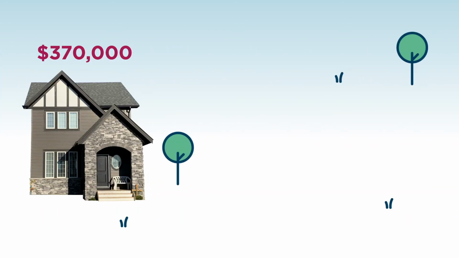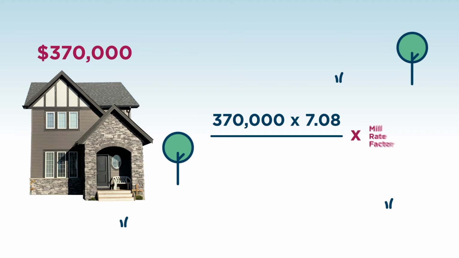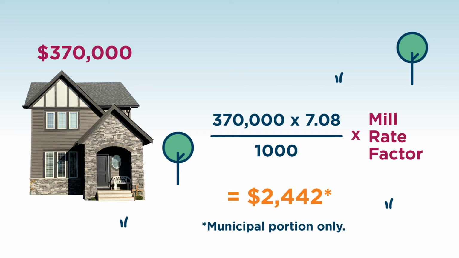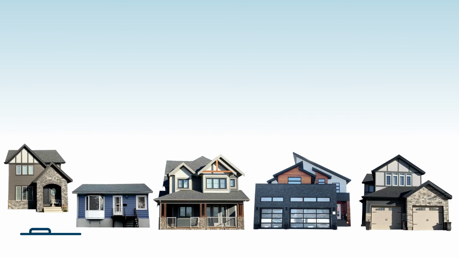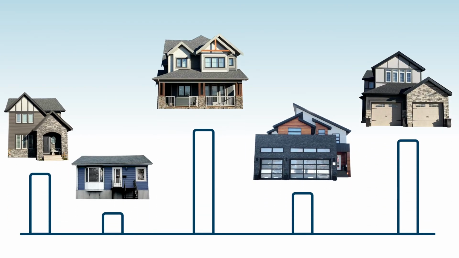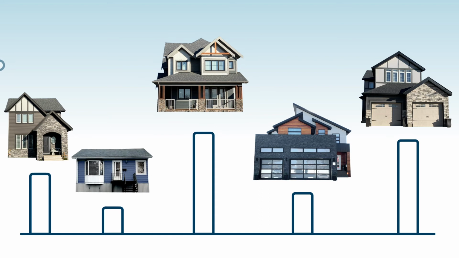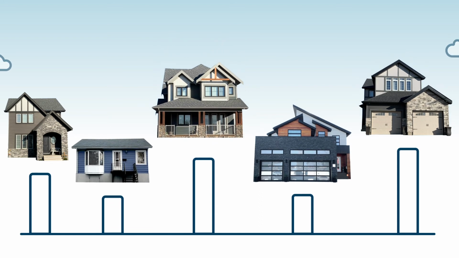So, what does this mean? Well, if your taxable assessment was $370,000, we apply the mill rate times the mill rate factor to find the amount of property tax you owe. In this case, your municipal tax levy would be about $2,442. It is important to remember, though, that the amount of property tax you pay will not always directly correlate with the increase or decrease in property value you may see.